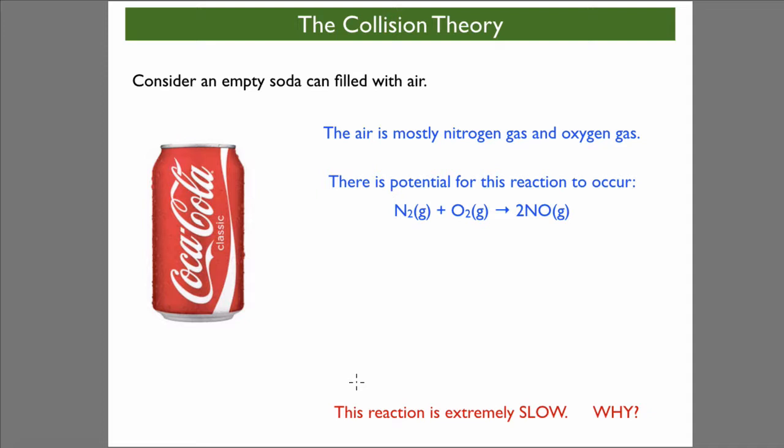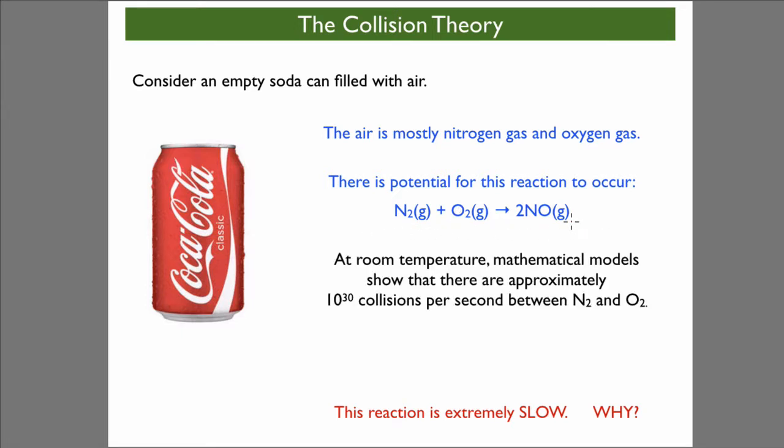Okay, let's consider an empty soda bottle filled with air. The air is mostly nitrogen gas and oxygen gas. So there is a potential for this reaction to take place. At room temperature, mathematical models show that there are approximately 10 to the 30 collisions per second between nitrogen and oxygen. So you'd expect a lot of reactions to take place. However, less than 1 in a million collisions are successful and actually provide nitrogen monoxide. I'd like you to go away and find out why that is. And that's the end of this presentation. Splendid.